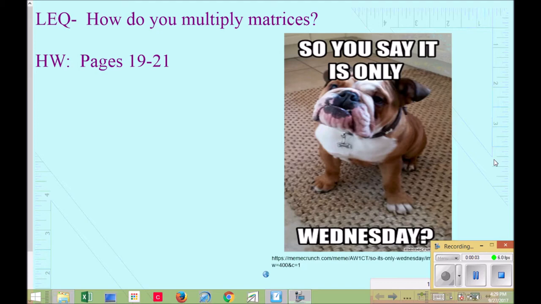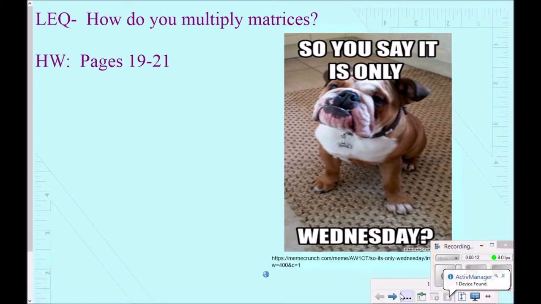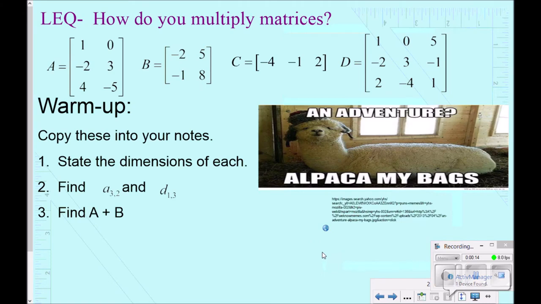So this is day 7 of Unit 2, the lesson on multiplying matrices. So we started with a warm-up. So here's the warm-up. Pause the video, take a minute, do the warm-up, and then play to check your answers.